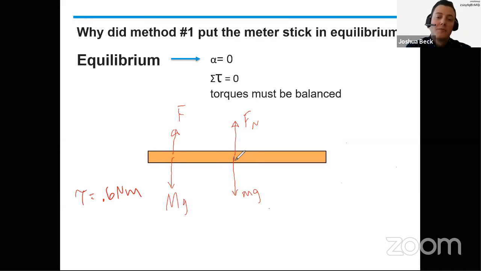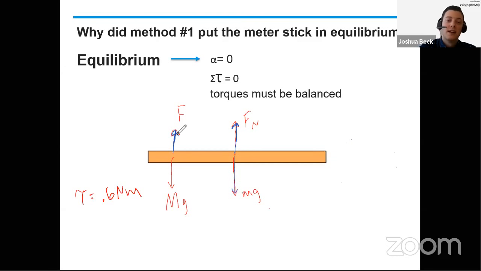Now the torque from this one here was 0 because it's at an R value of 0. The torque from this one is 0. It's at an R value of 0. So what we need to do is balance out that torque with this one here. Well, the first torque, we calculated a value, but we didn't really give it a direction.